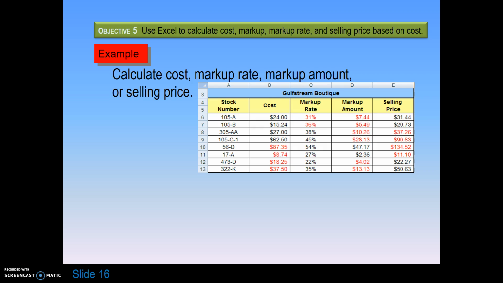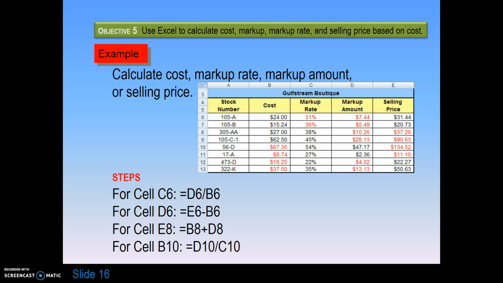Alright, so now in objective 5, use Excel to calculate cost, markup rate, and selling price. You could always keep this sheet here to pause it, but we are actually going to now do the Excel one. So if you need to finish the worksheet, I would first finish that. So take yourself a break and finish that.